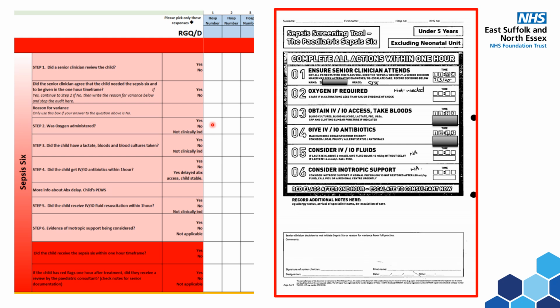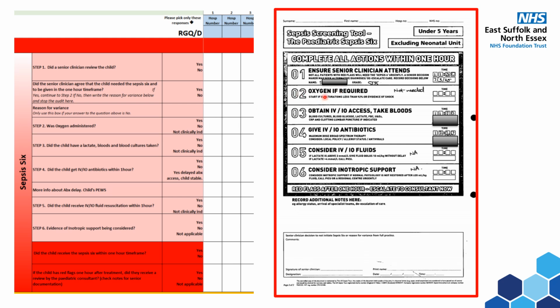We're having a few problems where people who are auditing are saying no, that the oxygen wasn't administered, where what they really needed to write was not clinically indicated. So be really careful if you're saying no, did the child need oxygen? What you're saying there is the child needed oxygen and we didn't give it. So you just need to be careful there.